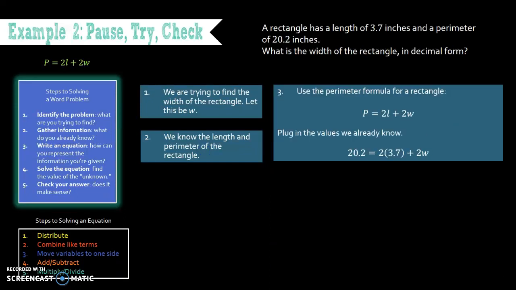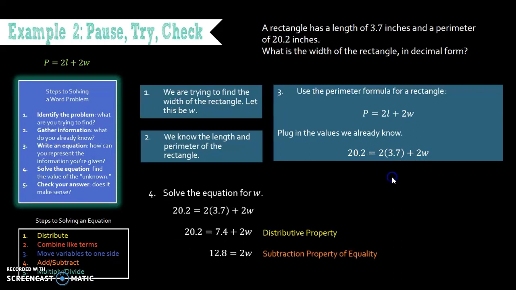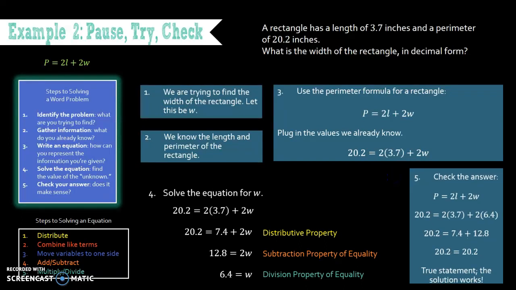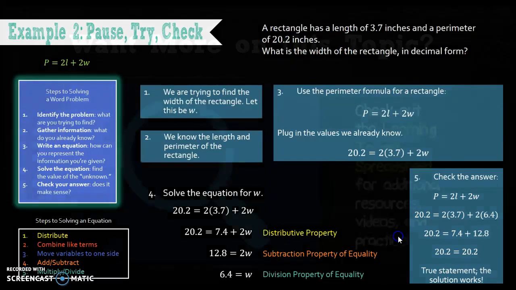So let's plug in what we know and write an equation. Perimeter is 2 lengths plus 2 widths. So 20.2 as the perimeter is 2 times the length plus 2 times the width. And we're going to now solve that equation for W. Hopefully you got 6.4 as your answer, and we can plug that back in to see if it works. Since I'm getting a true statement after I evaluate, I know that my solution is true.